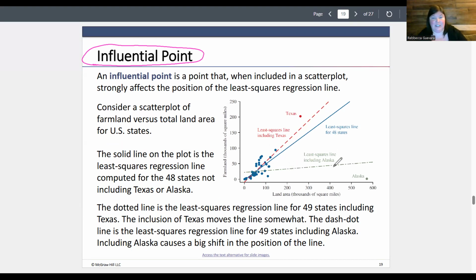So what we had seen before, and here's Texas. Most of our data is here, and it's got a good linear relationship to it. And the blue line represents, like I said, the least squares line for 48 states. So this is just in blue.